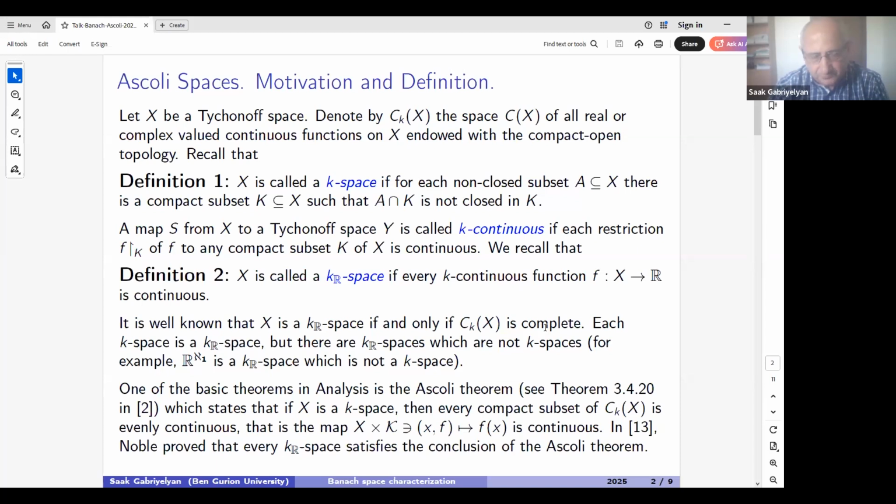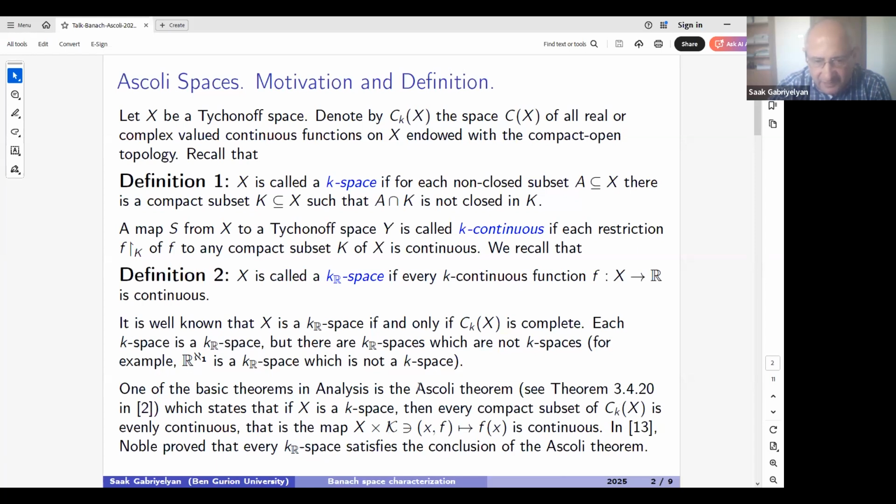For example, the real line in any uncountable power, for example Aleph1, is a KR space which is not a K space. Here is a counterexample. One of the basic theorems in analysis is the Ascoli theorem, which states that if X is a K space, then every compact subset of the space CKX is evenly continuous. Even continuity means that the map from X to K is continuous for any compact subset of the space CKX.